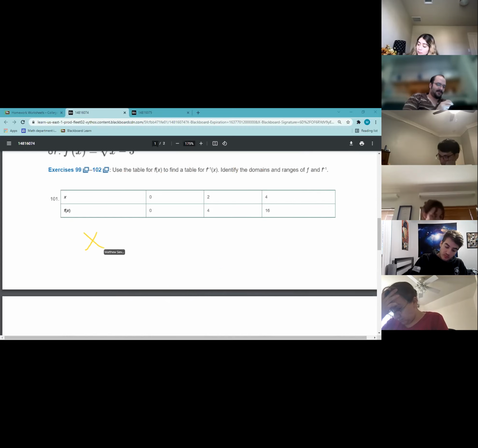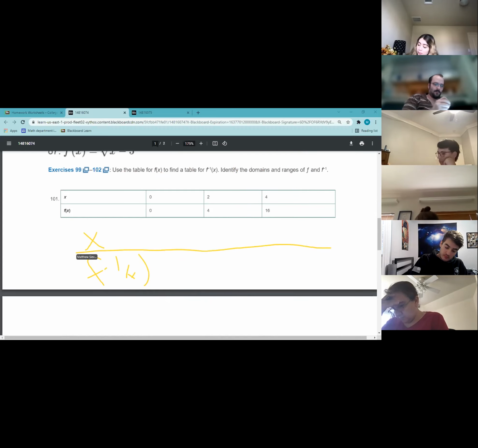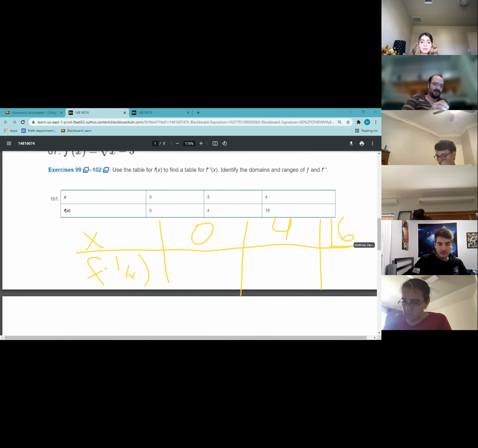And so if I want my f inverse of x here, what values am I going to put in for my x? Would it still be 0? Yeah, we're still putting in 0, 4, 16. And my inverse is going to be what? 0, 2, 4. Yep, that's it. Questions about this one?